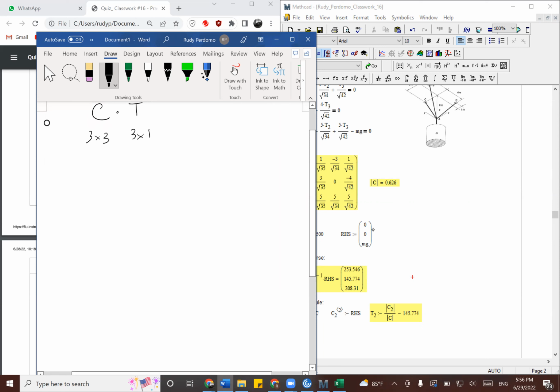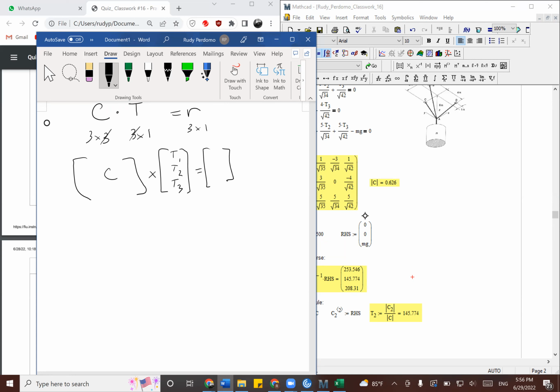So imagine a 3x3 times T1, T2, T3, which is 3x1. And then you equal that to the right-hand side. You cancel these out, so you get a 3x1, which in this case would be this one right here: 0, 0, 500.